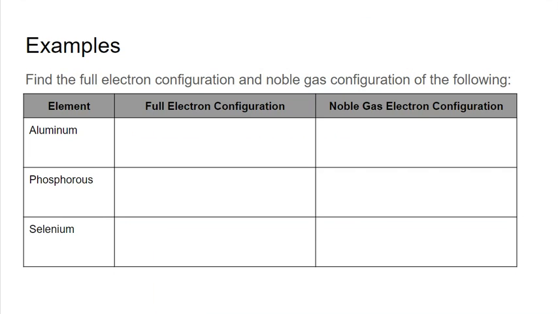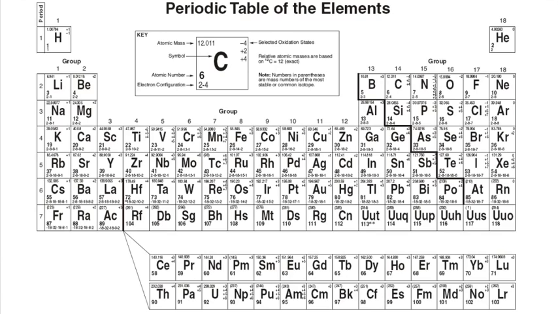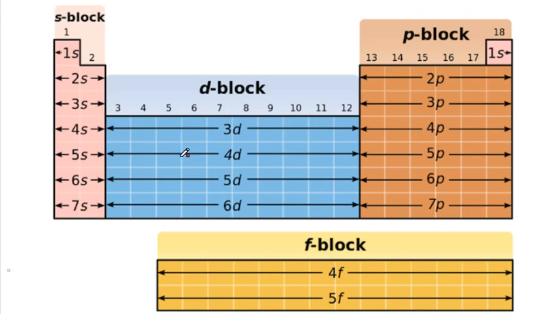Let's see how we can find the electron configuration of an element using the periodic table. For this example, we're looking at aluminum. The first thing you're going to want to do is go to the periodic table and find the box for the element that we're interested in. In this case, we're interested in the element aluminum. Now we're going to go to this translated table and I'm going to highlight the box for aluminum. This is where we want to end up.